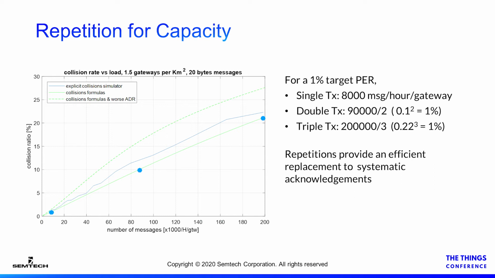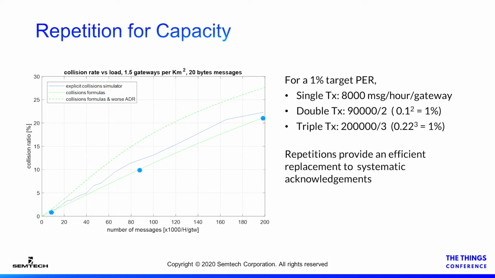If you're doing only single transmission, this curve will tell you that you need to be here, so 1% here, and 8,000 messages per hour per gateway. If you repeat once, transmit twice, it means that your single transmission packet error rate can be 10%, because 10% squared becomes 1%. So 10% repeated once will give you 1% in the end. Then you're allowed 90,000 messages per hour per gateway, because, yeah, 10% squared is 1%. If you repeat twice, of course, you should divide by 2 the number of messages to get the actual number of messages you're transmitting, the number of useful information. And this amount will be then 90,000 divided by 2, so 45,000.